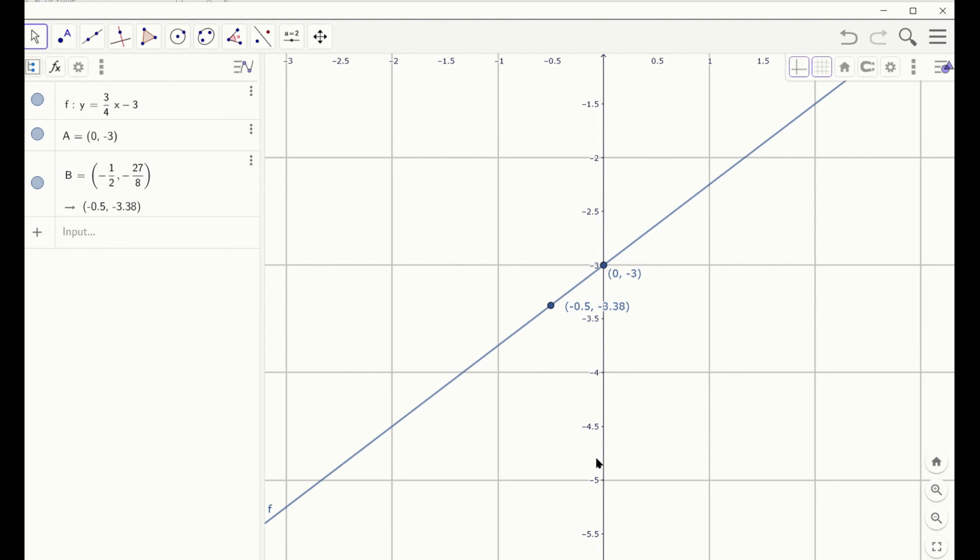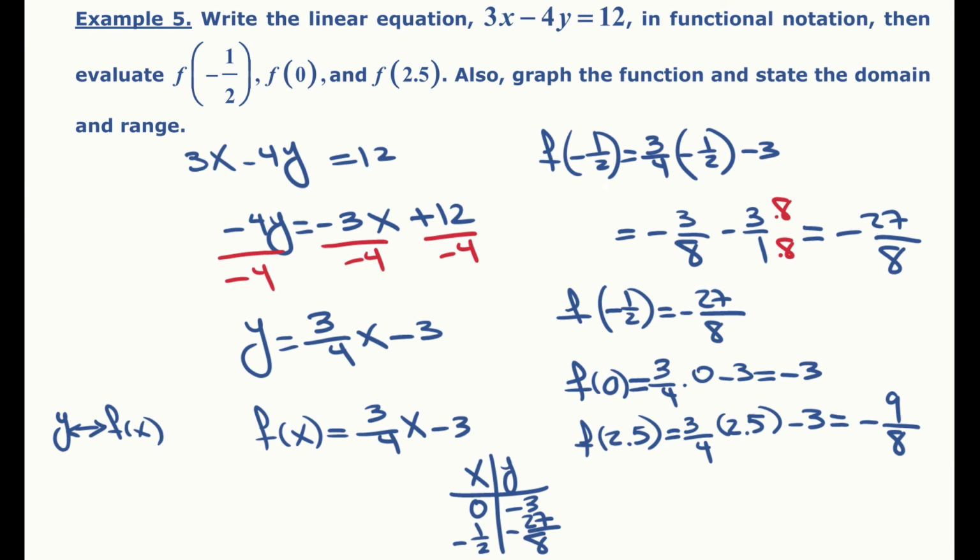So both the domain and range, once again, not surprisingly, are the set of real numbers, given that it is an oblique line. So we will now just state the domain and range.